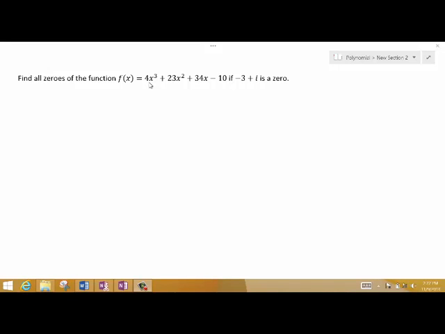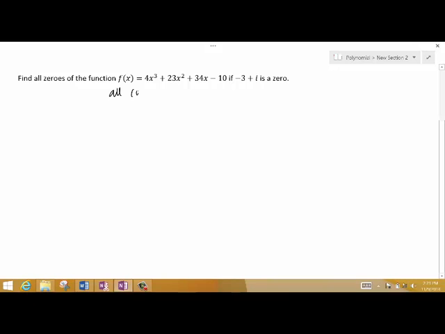Find all zeros of the function f of x equals 4x cubed plus 23x squared plus 34x minus 10 if negative 3 plus i is a zero. Well, the first thing we need to check is look at these coefficients in our function f. We have 4, 23, 34, and 10. We have actually integer coefficients, which are definitely real numbers.